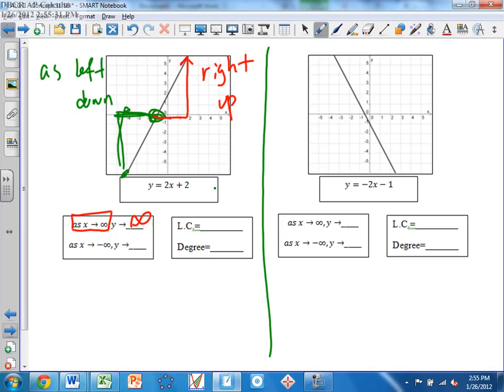Now, for the next part, it says as x goes to negative infinity, what happens? What happens to it as x goes to negative? Negative. Very good. It goes down. So it goes to negative infinity. Okay, it goes to negative infinity.